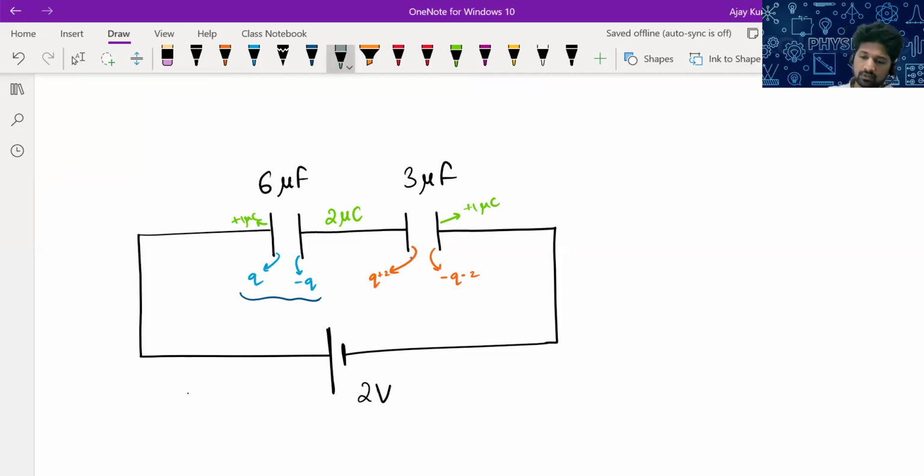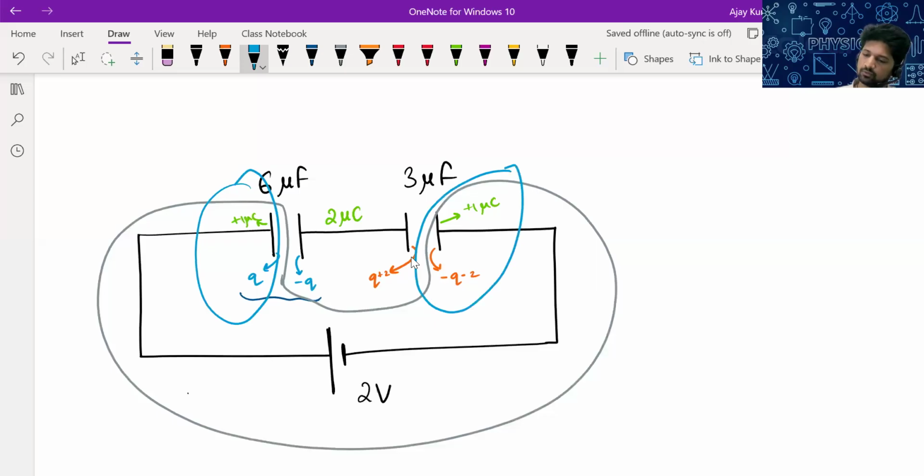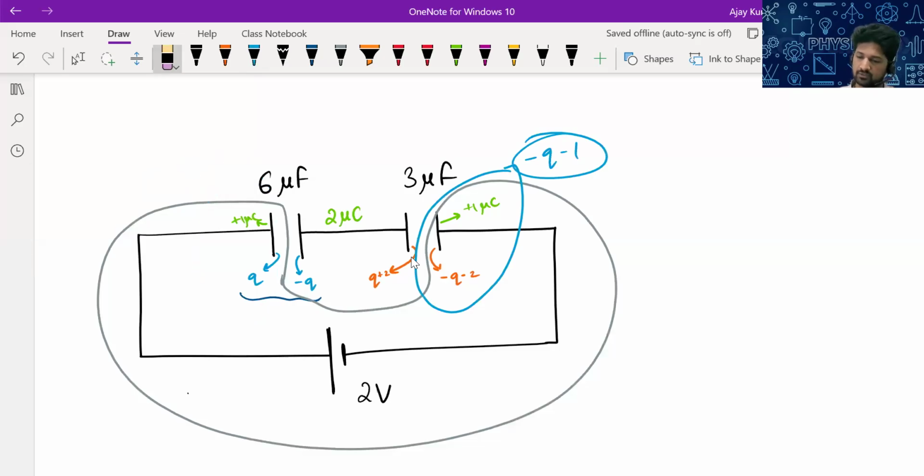Now, look at this region of the circuit, which was originally neutral. The isolated region had a charge of 2 microcoulomb, but the remaining circuit was neutral. Now see the total charge on the remaining circuit. On the left side, there is Q plus 1. Right side, there is minus Q minus 2 plus 1, that is minus Q minus 1. And this side is Q plus 1. The sum becomes 0. So the remaining circuit effectively remains neutral. This is how the charges will get distributed if the isolated region is not neutral.